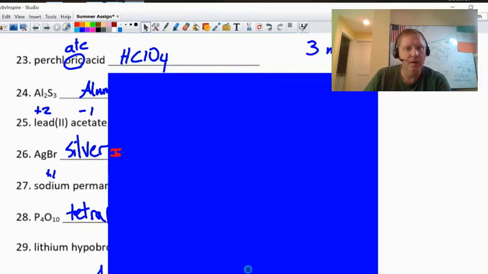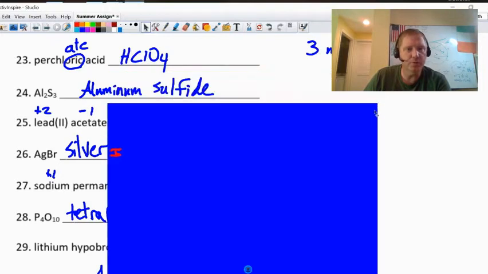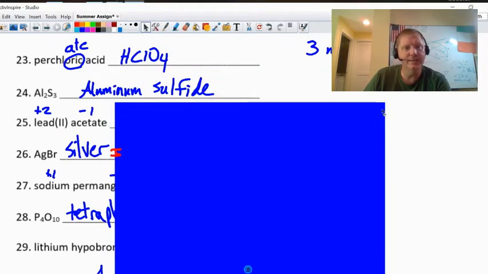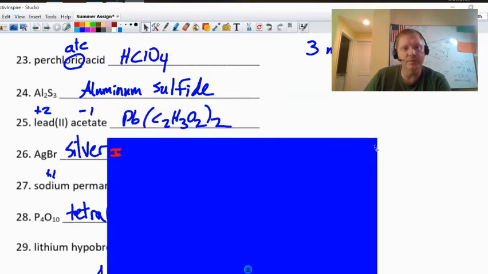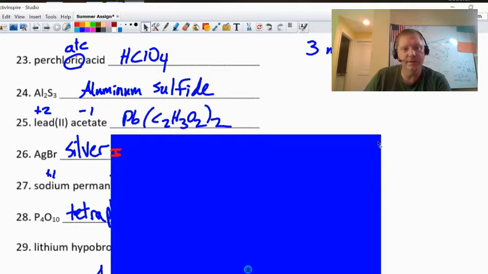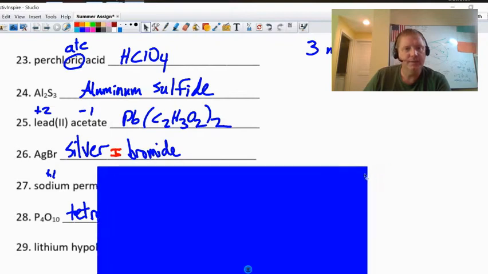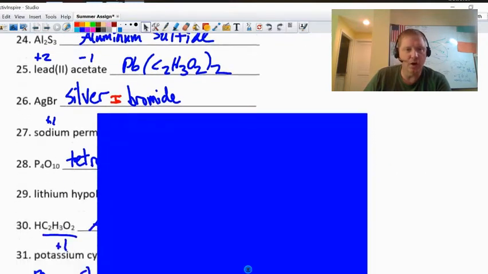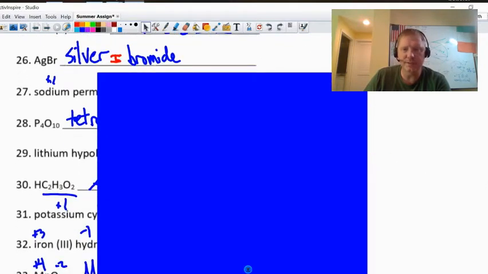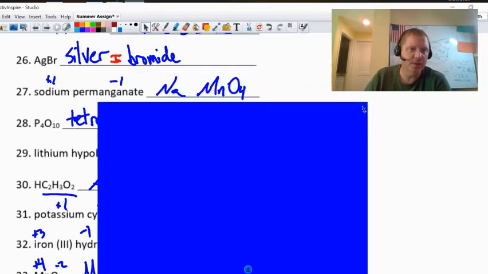It's pretty common. That's aluminum sulfur, so aluminum sulfide. Lead and acetate. These are ions, so I've got to use the ionic rules. Lead's a +2, so I need 2 acetates. Silver bromide. Silver actually is always a +1 charge as an ion, so you don't really need a Roman numeral on there, but you'll see it quite often that silver's got a +1 charge, but silver's always a +1 charge. It's one of the few transition metals that doesn't change.